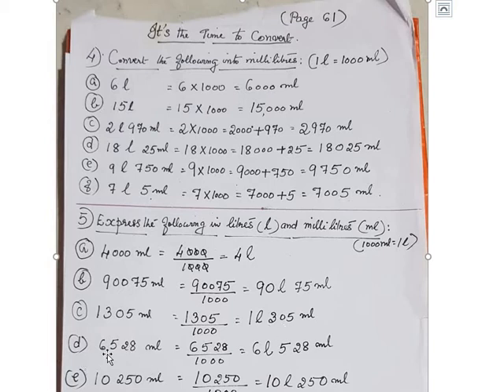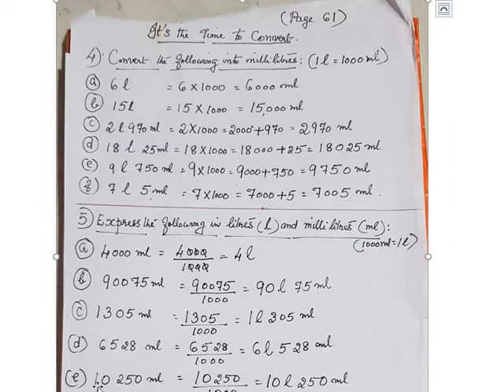Then next one, 6528 milliliter equal to 6528 upon 1000. Here also cancellation is not possible. So remove 1, 2 and 3 decimal places from right to left. So the number becomes 6 point 528. That means 6 liter 528 milliliter.